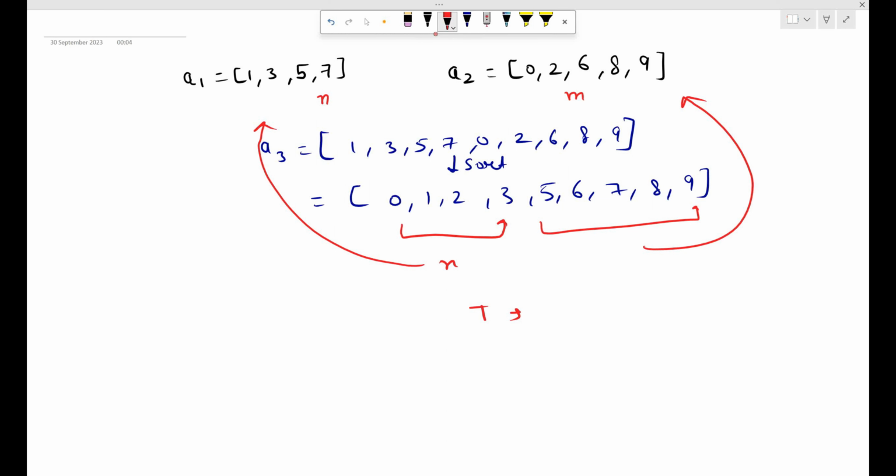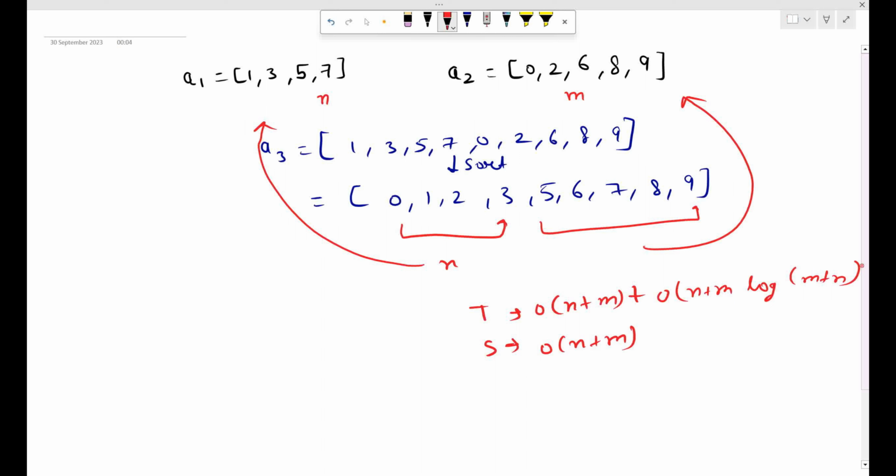Initially, I created a third array and put all those elements, so it will be of size n plus m. And then I sorted it, which will be something around O of (n plus m) log (n plus m). And then I put a for loop and all those things. So on average, the time complexity will be something like this. And the space, I have used extra space which is of n plus m.